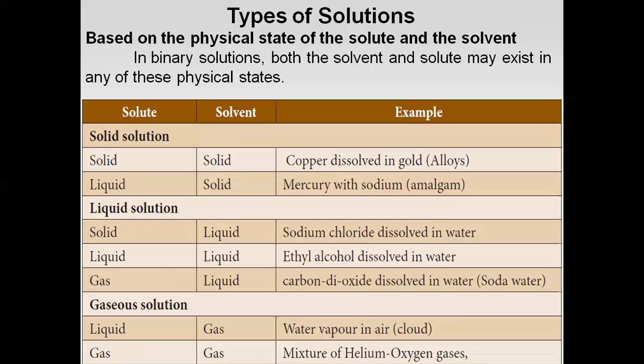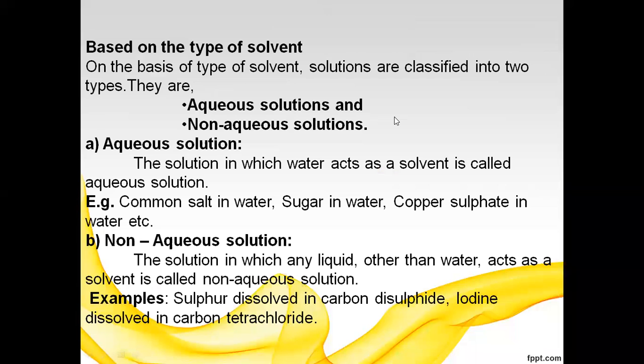The next one is based on the type of solvent. This is further divided into two types, that is aqueous solution and non-aqueous solution. Most of the substances are soluble in water, so water is called the universal solvent.